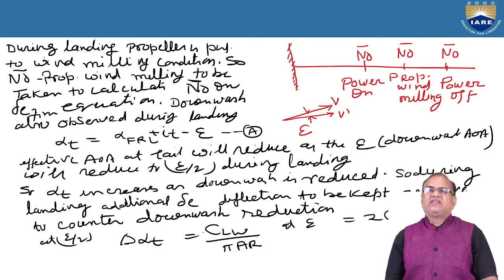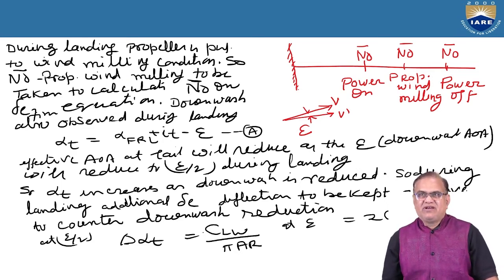So alpha T is equal to alpha FRL plus IT minus epsilon, and the effective angle of attack at the tail will reduce, as the downwash epsilon reduces to epsilon by 2 during landing. So alpha T increases as downwash is reduced. So during landing, the available delta E deflection is to be kept reserved to counter the downwash reduction. So during landing, your downwash is reduced, so we need to take more of this delta E. So delta alpha T is equal to CL of the wing divided by pi into aspect ratio, and this epsilon is equal to 2CL by pi aspect ratio.